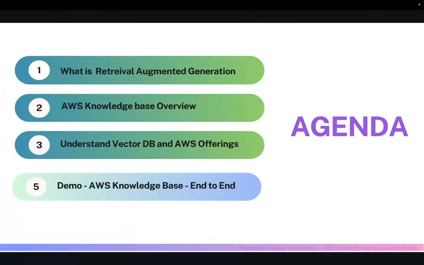retrieval augmented generation. Then we talk about the AWS knowledge base at a high level. We also touch upon what is a vector database and what kind of offerings are from AWS. And we do the end-to-end knowledge base. As part of this learning series, we always do more demos and hands-on labs. Today is no different. We are going to follow the same.